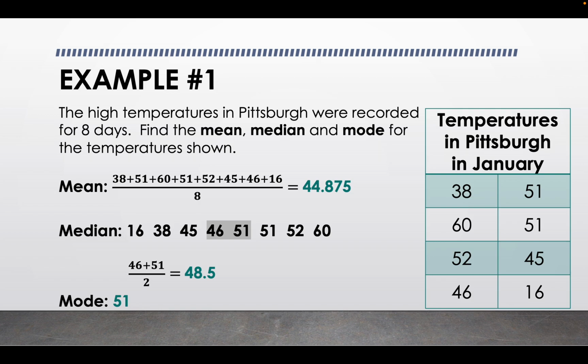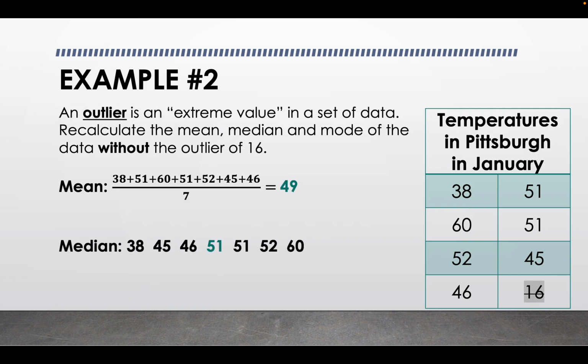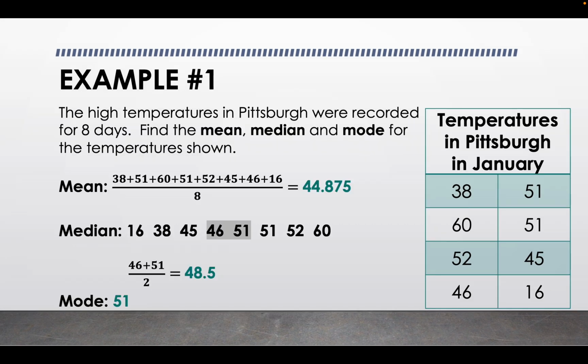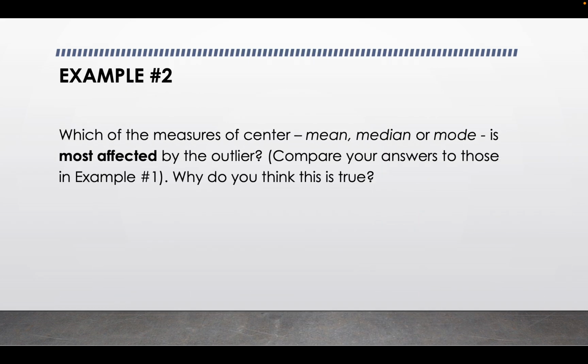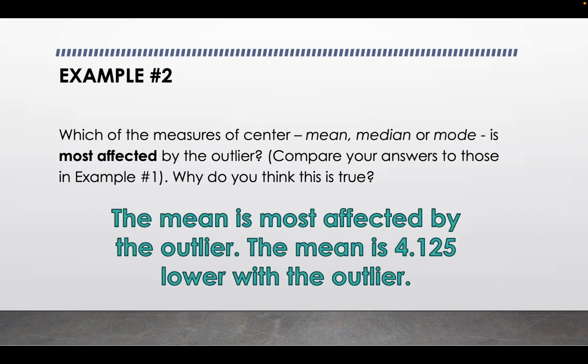So which one is most affected by the outlier? As you can see, the mean has the biggest difference, between about 45 and 49. The median only changed by about 1.5 to 2. So the answer here is that the mean is most affected by the outlier. It's 4.125 lower with the outlier.